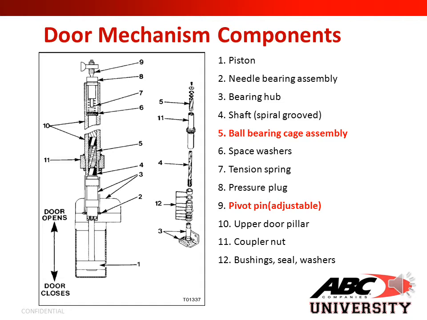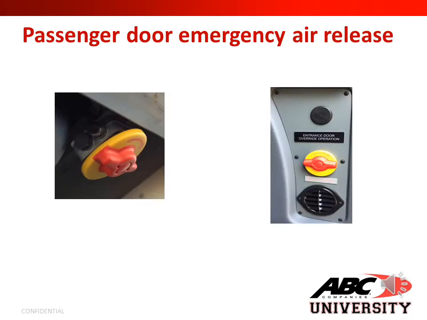8 is your pressure plug. 9 is your adjustable pivot pin. 10 is your upper door pillar. 11 is your coupler nut. And 12 is the bushings, seals, and washers.